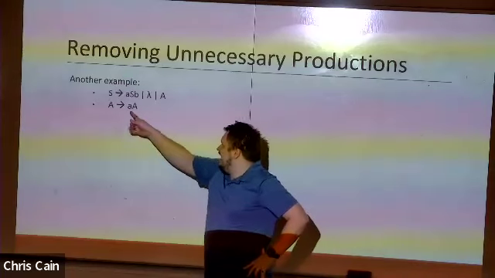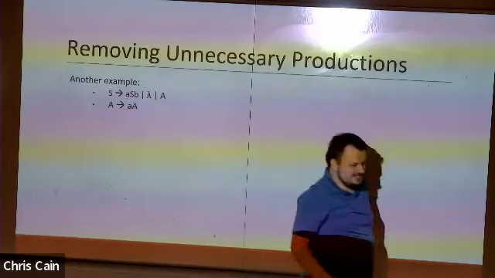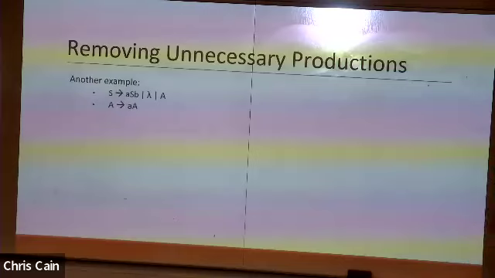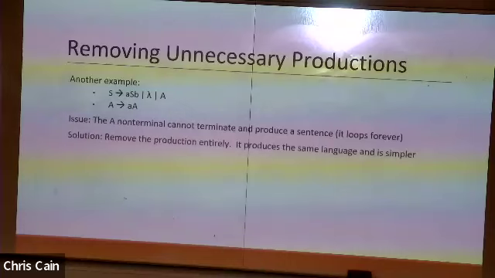As soon as we say S is A, there's no way to create a string out of this, and we end up in a loop that just makes the string longer and longer, which basically means that there are zero strings once we move to A that are in the language because of this production. So A cannot terminate and produce a sentence, so it just loops forever. The solution is to remove the production entirely. It produces the same language, right? If we were to substitute for A, there are zero terminating strings in the language that it represents. So if we delete it, there are still zero strings that the thing that we're deleting can represent.